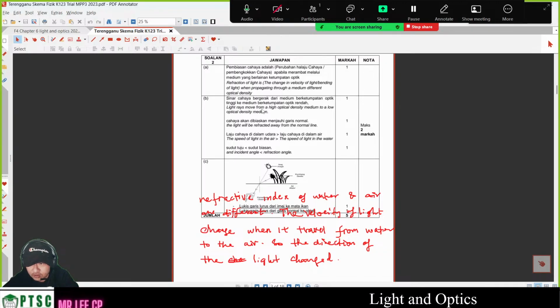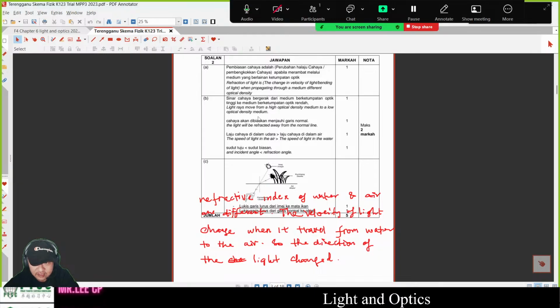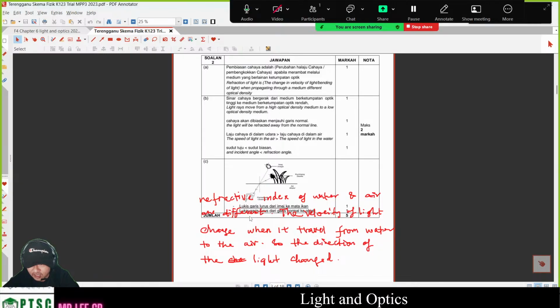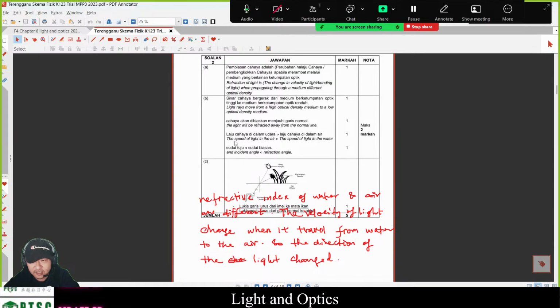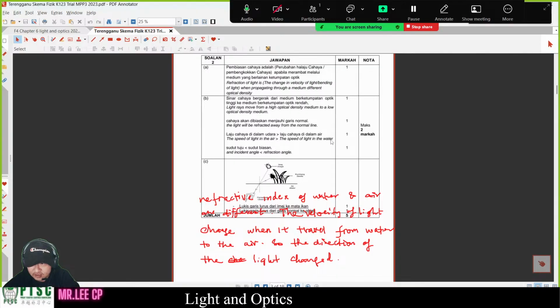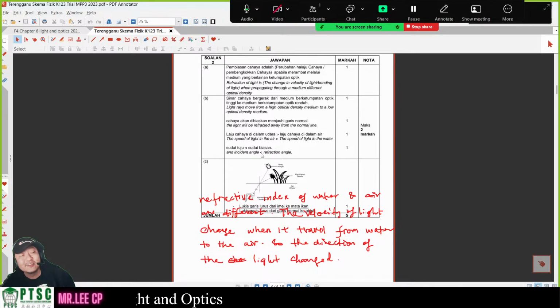So the light moves from the high optical density to the low optical density. I just said their density is different. So the light will be refracted away from the normal line. I didn't say this: the speed of light in air is greater than the speed of light in water. I didn't have it. So the incident angle is less than the refracted angle. I get 0 marks from here.